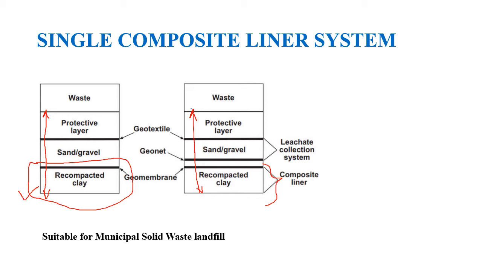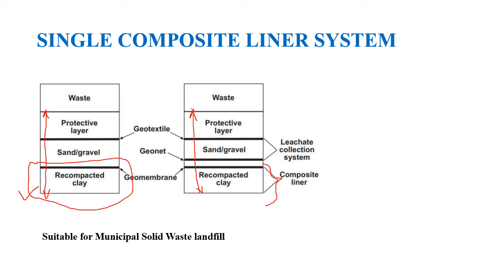This single composite liner system is actually the minimum requirement for a liner system which is to be provided for a municipal solid waste landfill. We have already seen the contents of a municipal solid waste landfill, and obviously due to some materials there will be some pollutants coming out with the leachate. So instead of providing a single liner system, which is too simple and not that safe, it is always good to provide a single composite liner for a municipal solid waste landfill. At least this is the minimum requirement.